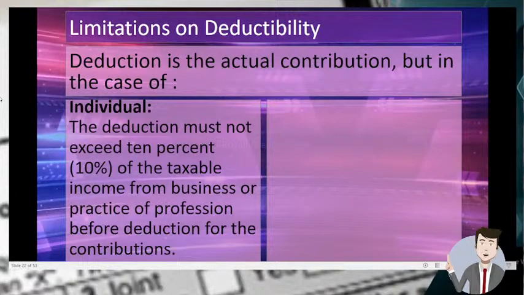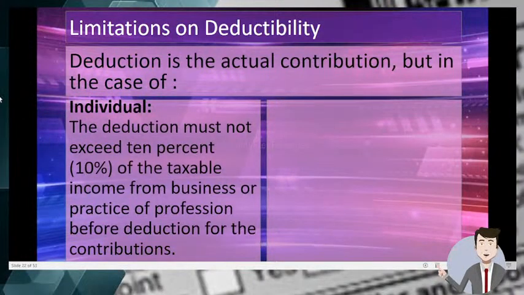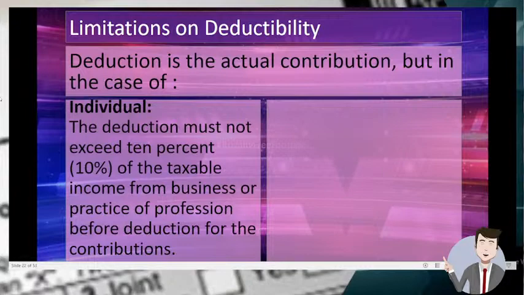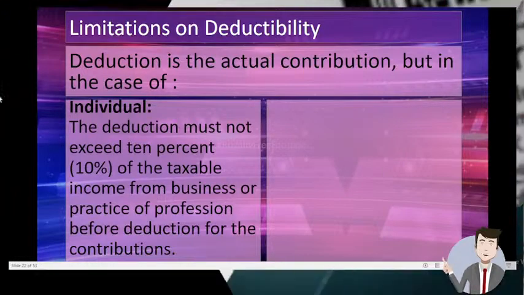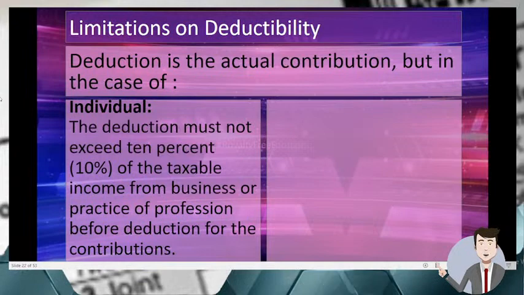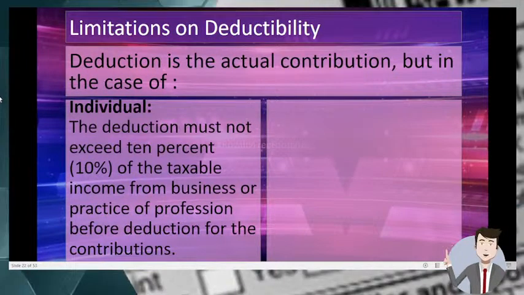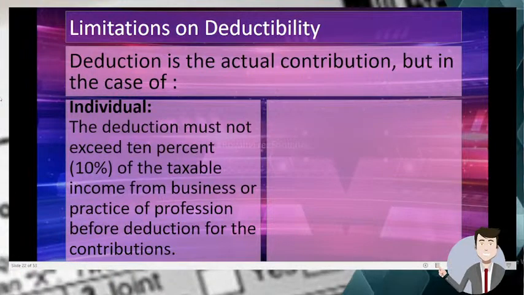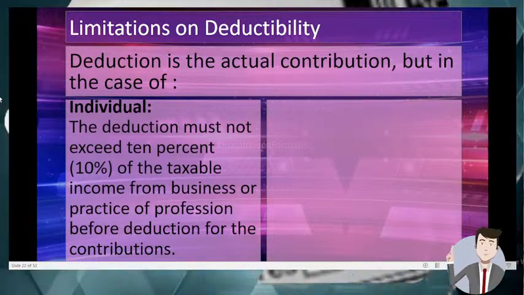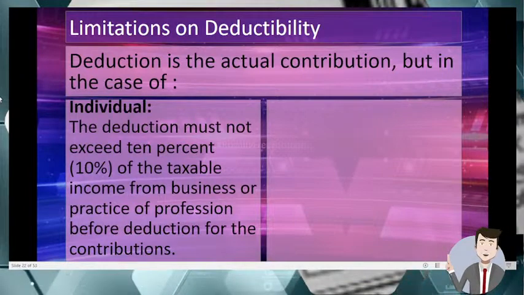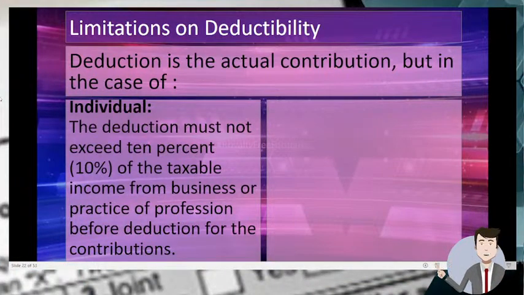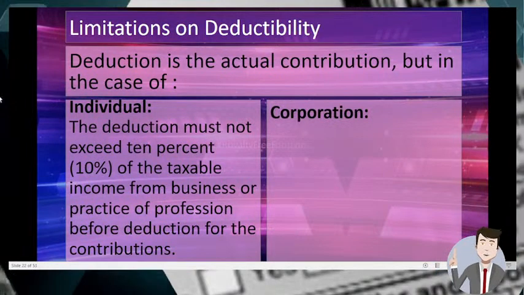So guys, you have to compute your gross income less your itemized deduction, excluding contribution. Then the result will be taxable income before contribution. Multiply it by 10%. Okay? So the 10% should be compared to your actual contribution, and whichever is lower should be the allowed contribution to be deducted from the taxpayer's gross income. So I have an illustration later on.